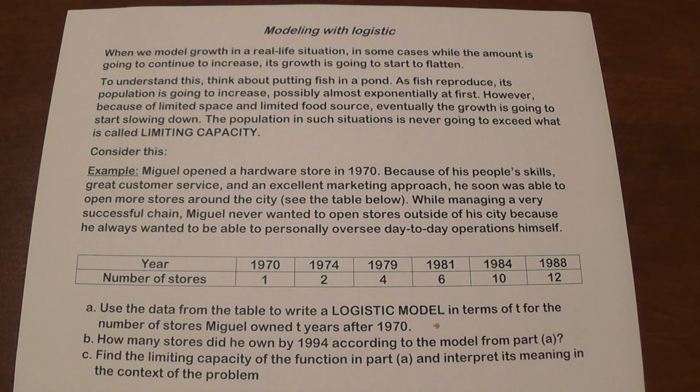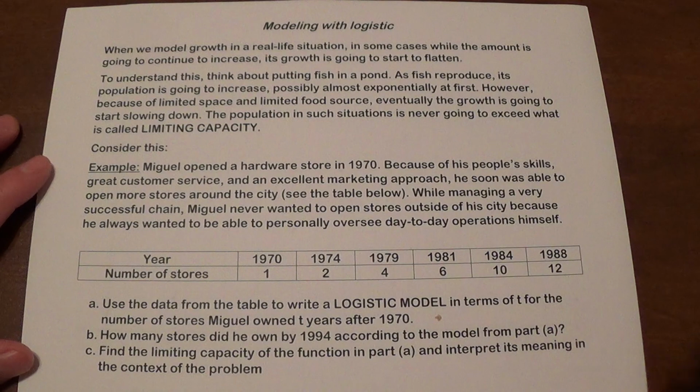So here's what we want to do. We want to use this data to describe a logistic model in terms of t, the number of years after 1970, and find how many stores he opened in 1994 according to the model. Then we'll find the limiting capacity and interpret that. So let's move on and take a look at this.